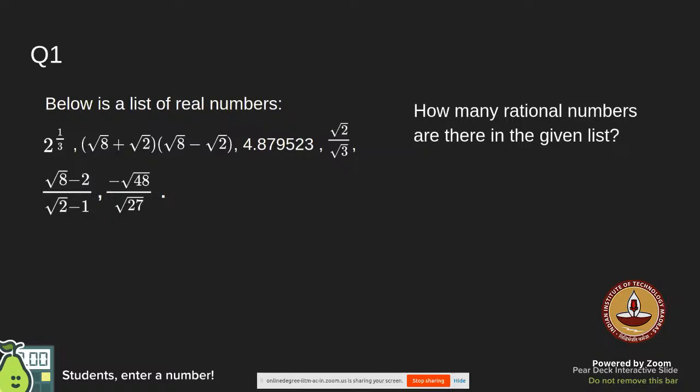Okay. So first one is 2 power 1 by 3. Second one is multiplication of two irrational numbers, that is root 8 plus root 2 and root 8 minus root 2. The third one is 4.879523. And then the fourth one is root 2 by root 3. The fifth one is root 8 minus 2 by root 2 minus 1. And the last one is minus root 48 by root 27.